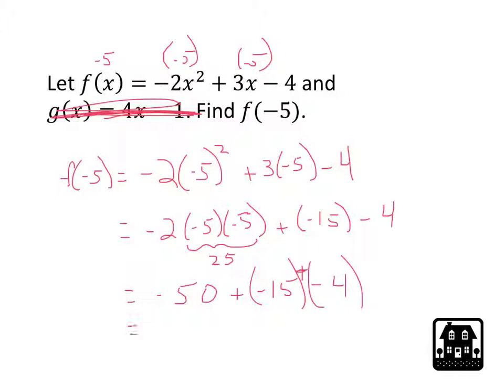So that's going to be negative 50 plus negative 15, two negative numbers. The absolute values add and you get 65. And since they're both negatives, your answer is going to be negative 65 plus negative 4. So that's going to be negative 69. So what that tells you is that f of negative 5 is negative 69.